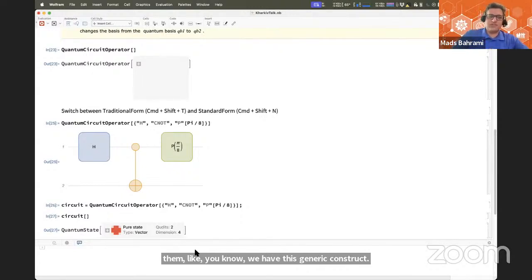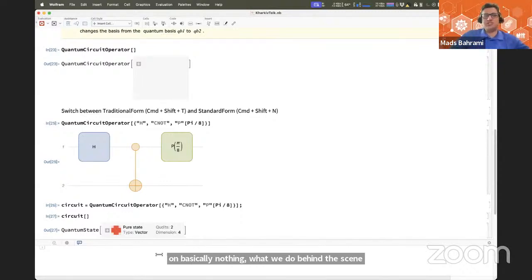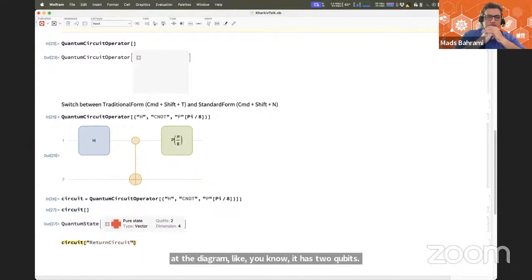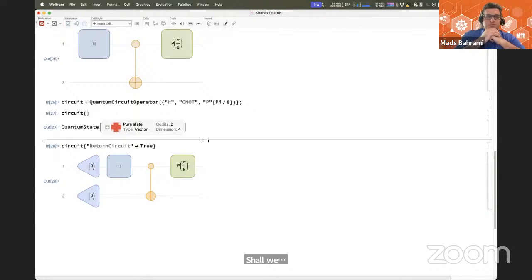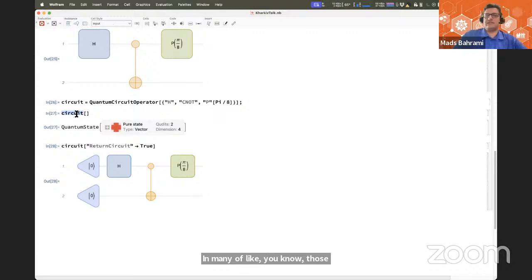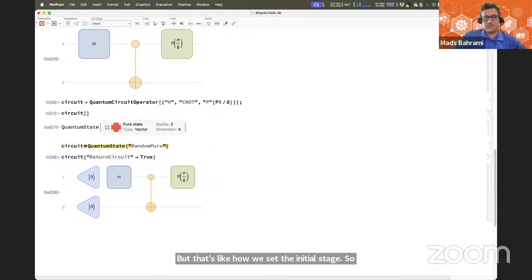Let's look at the last line of code that Nick has evaluated. What we are doing here is applying a circuit on basically nothing. Behind the scenes, we feed the register state for whatever qubits you set in your circuit, and if you look at the diagram, it has 2 qubits. In many of those circuits, people do not explicitly specify the initial state, but that's how we set it. We set both of those states as register state 0, it went through a transformation, and we get the result.